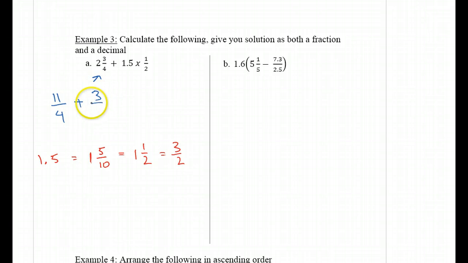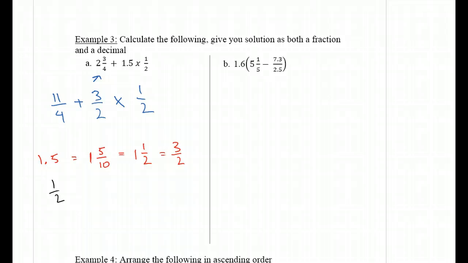So 3 over 2. All right, then I have the 1/2, and I'm going to do that one down here. Well, that was done for us already. Okay, that one's already a fraction, so I'm going to write it down. So remember, it's multiplication here, times 1/2. Now, really important, we have to follow our order of operations. So I'm going to do the multiplication first before I do the addition.